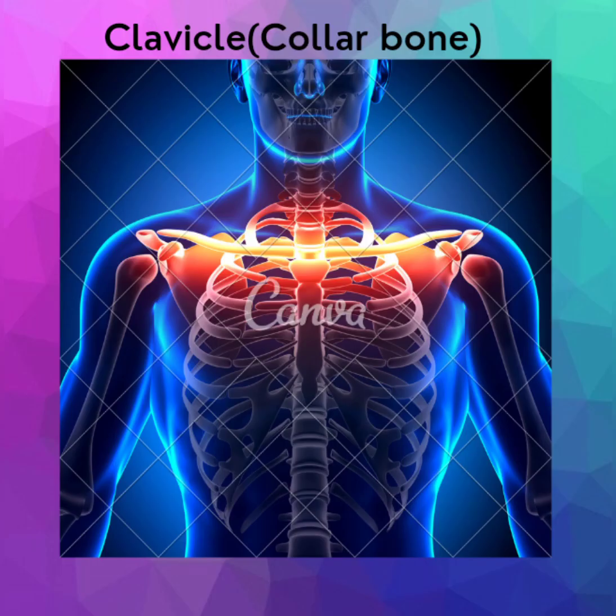The clavicle or collarbone is a slender S-shaped bone, approximately 6 inches long, that serves as a strut between the shoulder blade and the sternum. There are two clavicles, one on the left and one on the right. The clavicle is the only long bone in the body that lies horizontally.